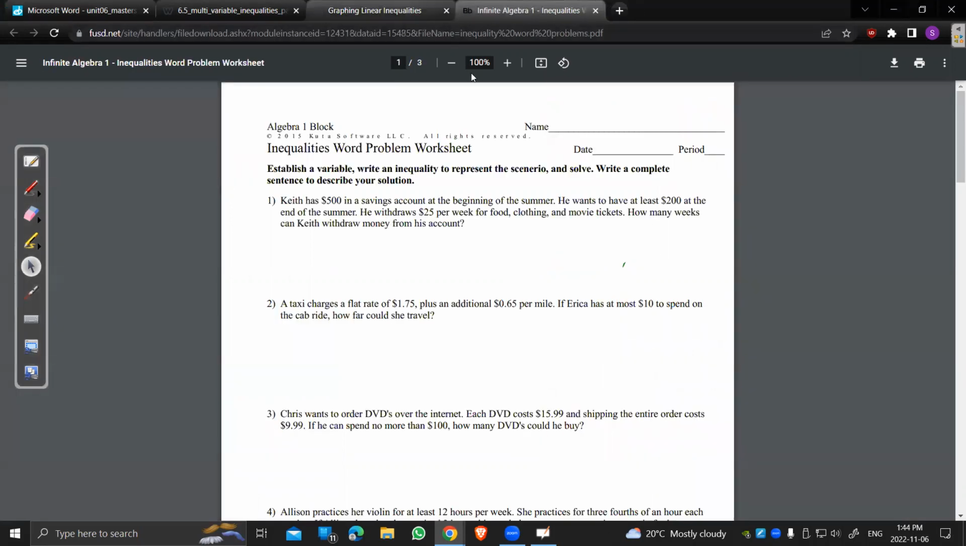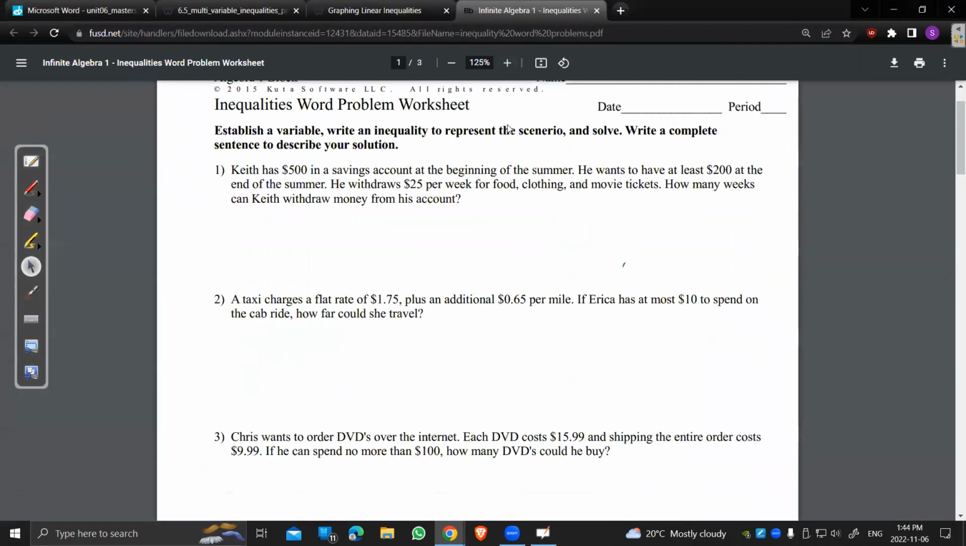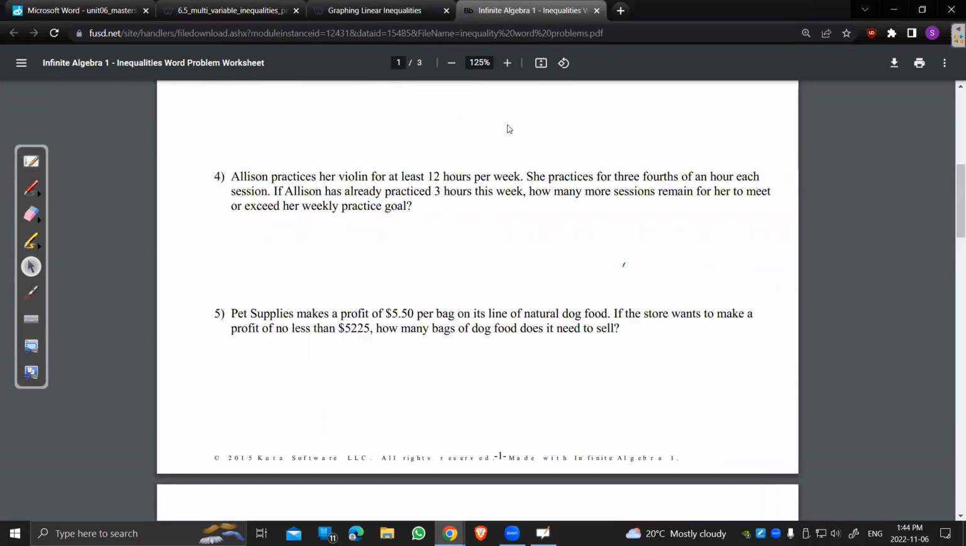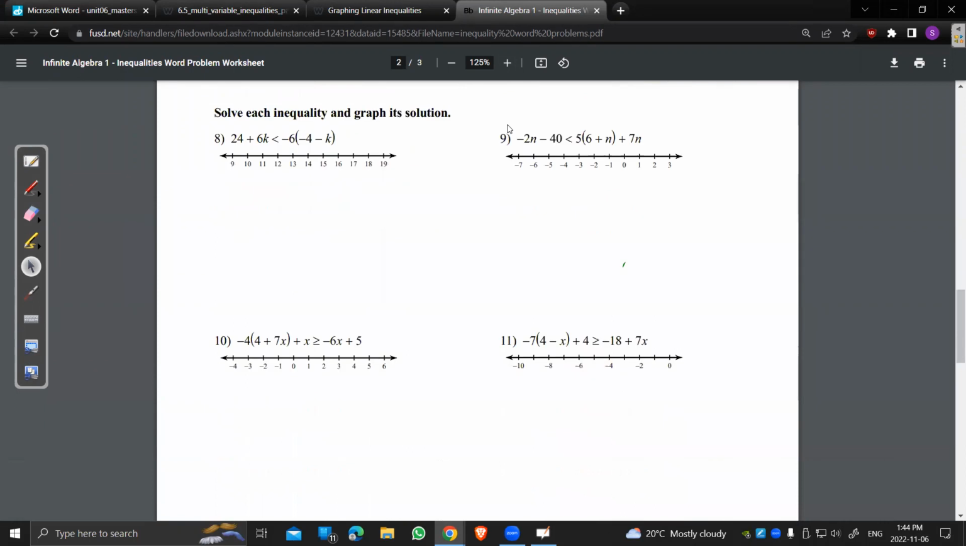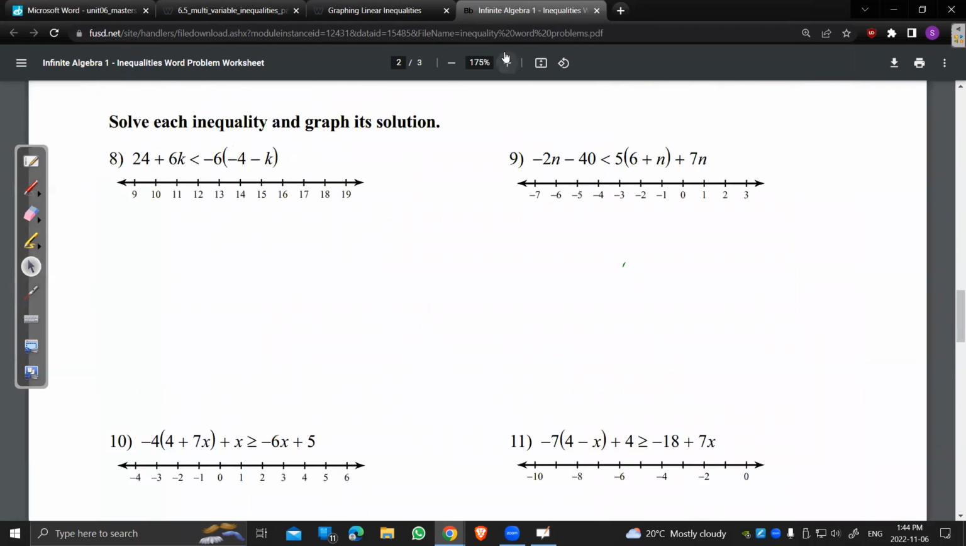Let's see if I can pull something else up. Let's start from the bottom, actually. Notice in these questions, there is only one variable, right? So that means this is a number line question. Let's say they didn't even give you the number line here. This is going to be a number line question.